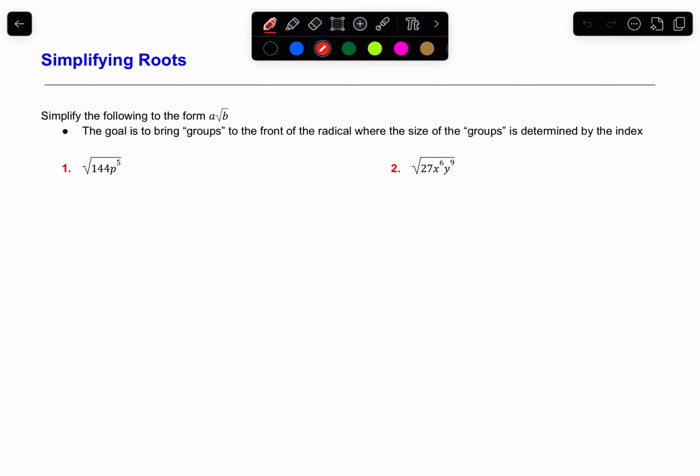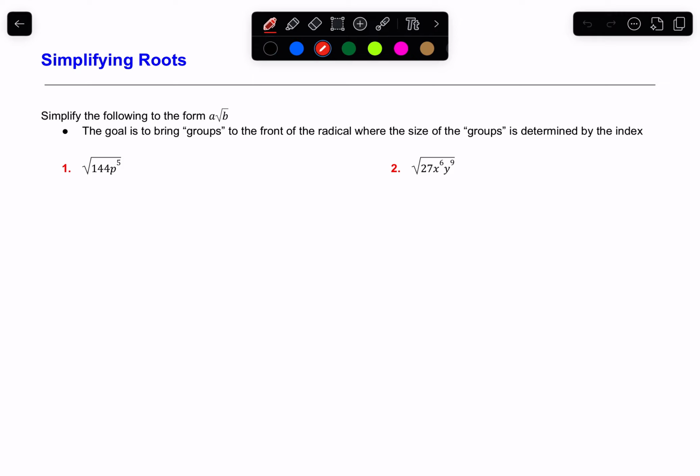But if there's another number there, that is going to determine the size of the groups that we need to pull out. Now, what do I mean by groups? Our goal is to make the square root of 144 p to the fifth look as simple as possible. And simple means this form, a square root b, where we can't pull anything else out of the inside. So now let's see how to pull things out.